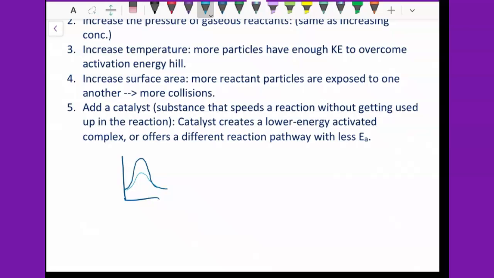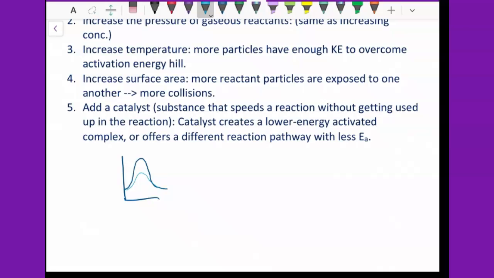Now, in order for it to be a catalyst, though, that catalyst has to be regenerated before the reaction's over. Meaning that if I put in a catalyst, in order for there to be no net change in the amount of catalyst, it also has to be spit out. So the reaction uses catalyst, but then also produces catalyst so that there's no net change in the catalyst. And that is the definition of a catalyst. It speeds a reaction without getting used up.